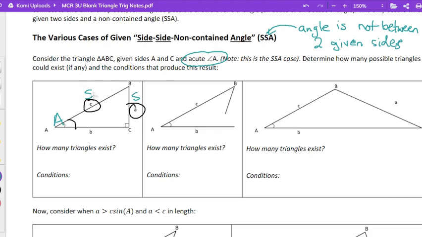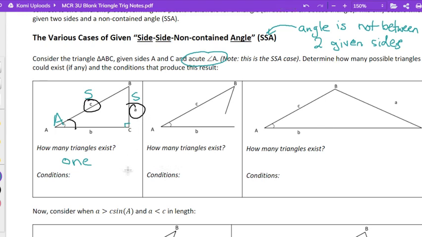So let's look at these cases where we have an acute angle A. In the first situation, this angle A is long enough so that it creates a right angle at C. In this case, how many possible triangles do we have? One, right? This is the obvious one. This is the one we've always been working with. There's one triangle.